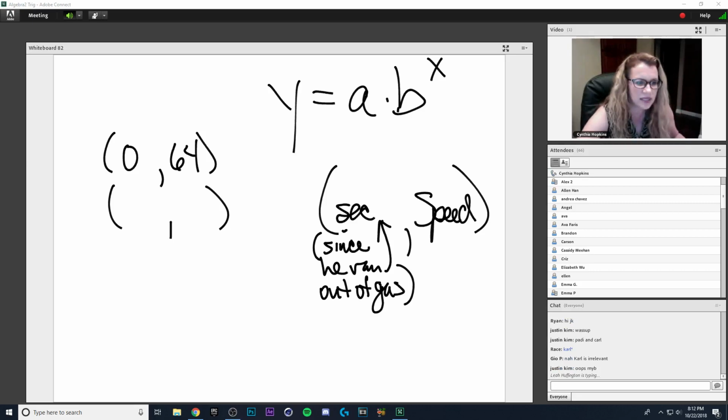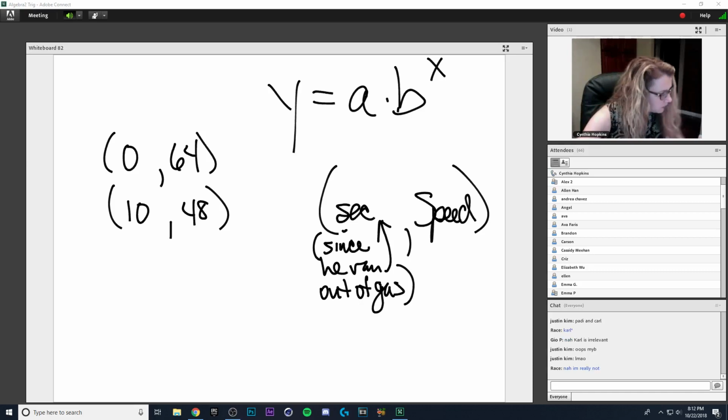And then they tell us 10 seconds later, so seconds is my x, he drops down to 48 kilometers per hour. Okay, since they told me this was exponential, they could ask you questions about, what about after 20 seconds? Now they asked for 25, since that's not an add 10 and then add 10 again.